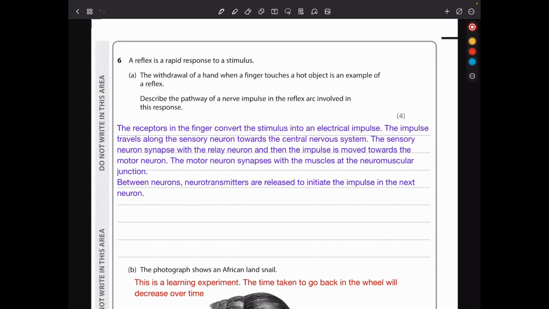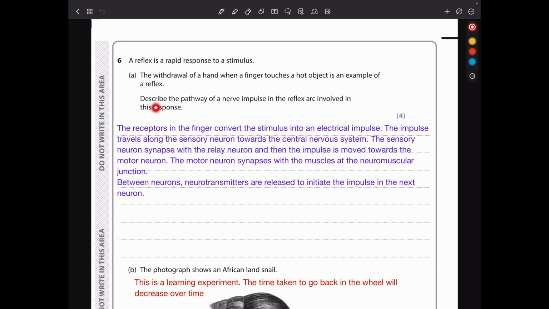In question 6, they say a reflex is a rapid response to a stimulus. The withdrawal of a hand when a finger touches a hard object is an example of a reflex. Describe the pathway of a nerve impulse in the reflex act involved in this response.